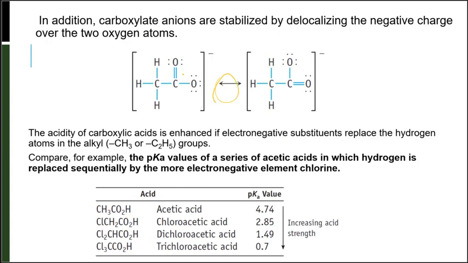And then I can have two different options due to resonance. I can have my double bond on this oxygen, or I can have my double bond on this oxygen. The acidity of carboxylic acids is enhanced if electronegative substituents replace that hydrogen.